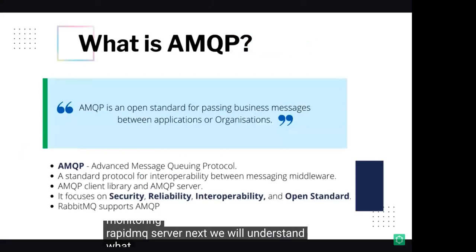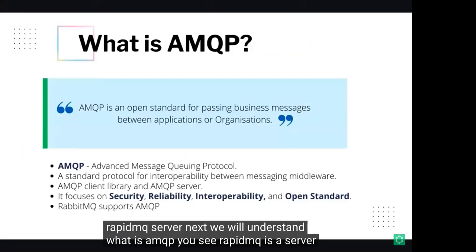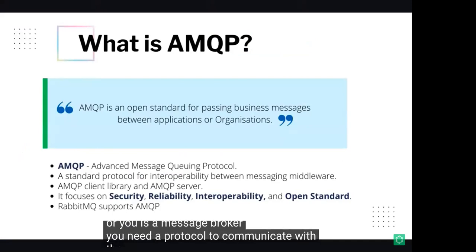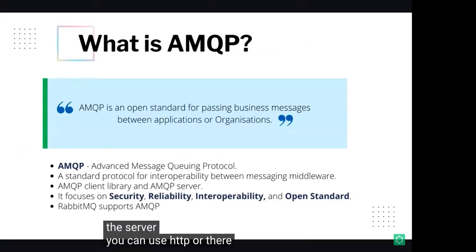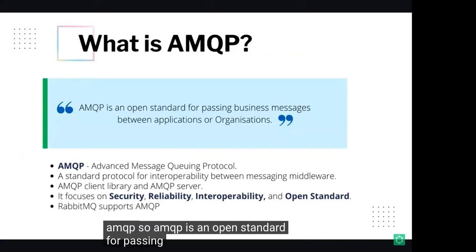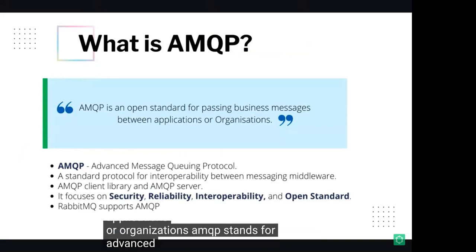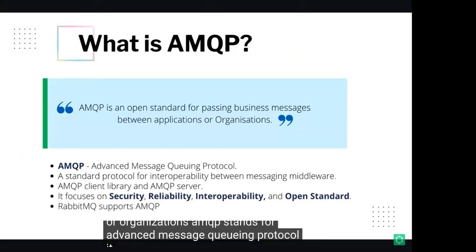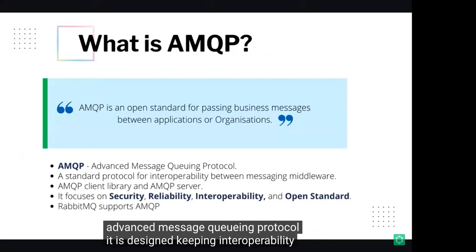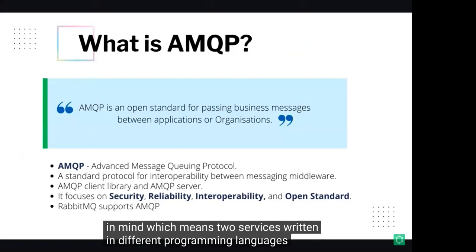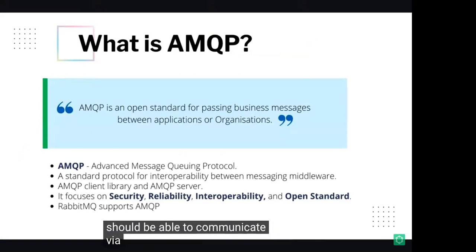Next, we will understand what is AMQP. You see, RabbitMQ is a server or a message broker. You need a protocol to communicate with the server. You can use HTTP or there is something called AMQP. So AMQP is an open standard for passing business messages between applications or organizations. AMQP stands for Advanced Message Queuing Protocol. It is designed keeping interoperability in mind, which means two services written in different programming languages should be able to communicate via RabbitMQ using the AMQP protocol.